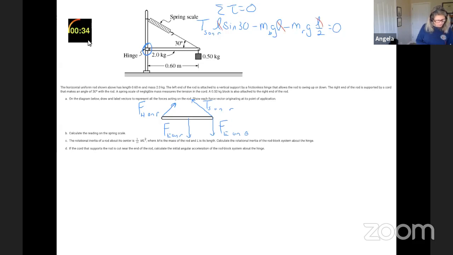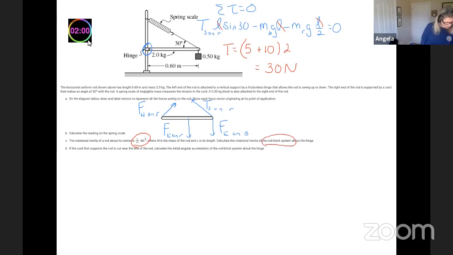The L's go away, and you get tension is mass of the block g, that's 5, plus mass of the rod g over 2, that'd be 20 divided by 2 is 10, all over sine 30. So it's multiplied by 2. So it's 30 newtons. The tension in the string is 30 newtons. Okay, and then it says the rotational inertia of the rod about the center is 1/12. Find the rotational inertia of the rod-block system.